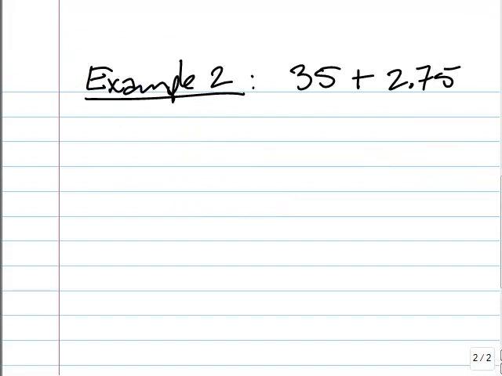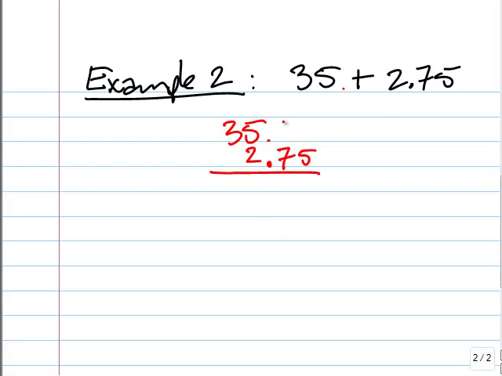In this second example for adding decimals, we have a 35. Now 35 does not have a decimal place after that, but 2.75 does. So we assume that there's a decimal point after the 35, since it's a whole number. So we line up the second decimal, 2.75, where the decimal points are lined up.